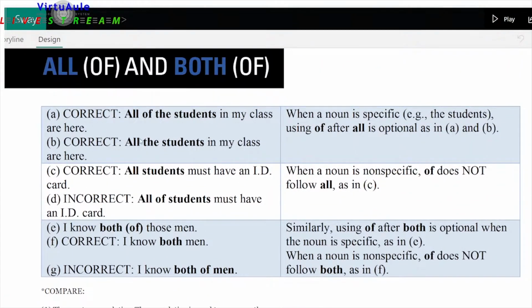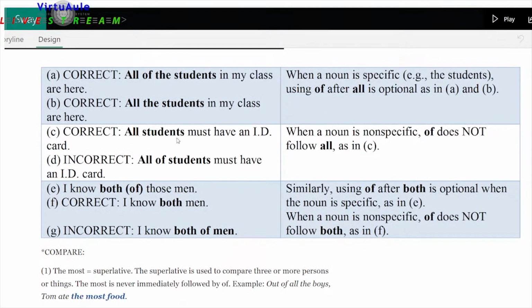A, all of the students in my class are here. B, all the students in my class are here. Okay, when a noun is specific, for example, the students, using of after all is optional, as in A and B. All of the students is the same as all the students, because students here is specific.